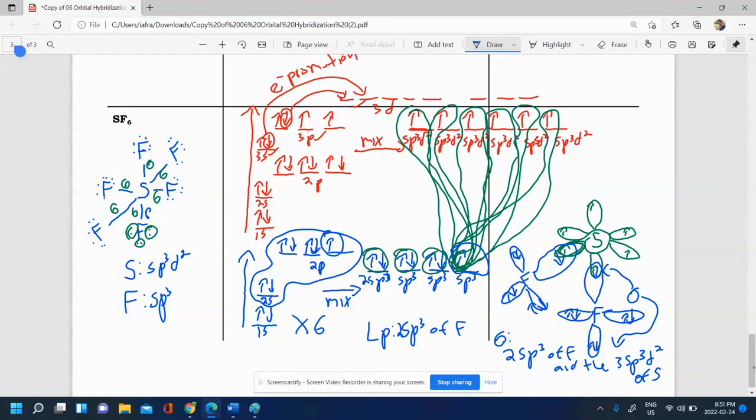And then we drew sulfur. Sulfur, you'll notice, was missing electrons for bonding. It needed 6 electrons because it formed 6 bonds here, and we only had 2. So what we had to do is a promotion. So we promoted them up.